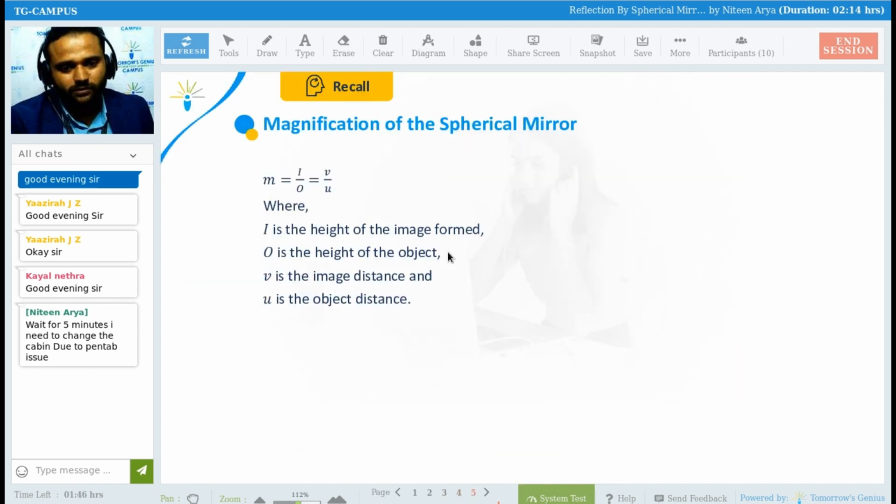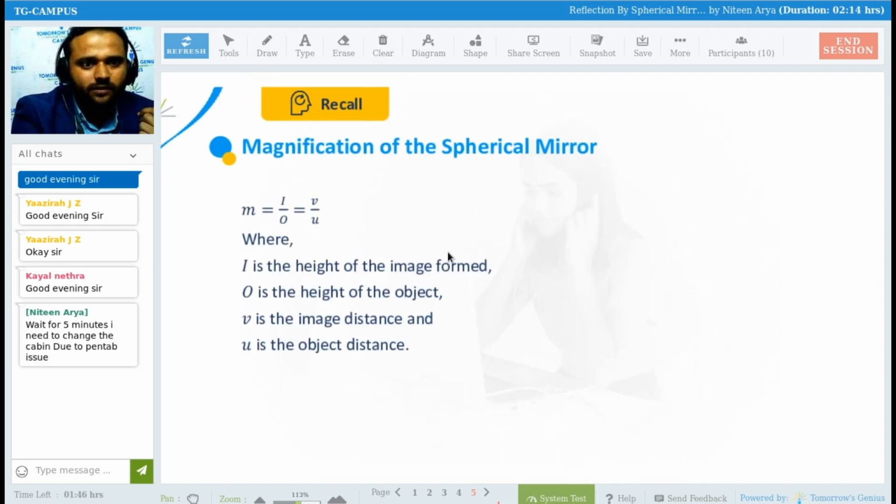Okay. So, magnification of a spherical mirror. What is magnification? Magnification is basically the ratio of the height of the image to the height of the object. I is the height of the image, O is the height of the object. So definition wise, you need to define it in this way.